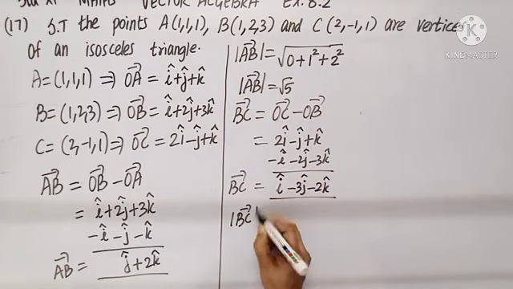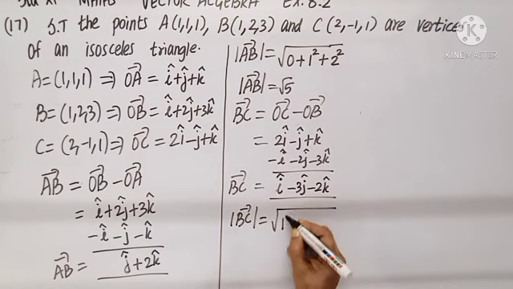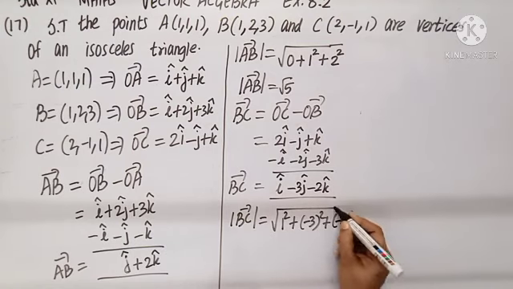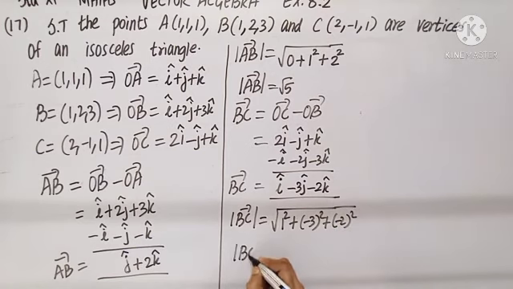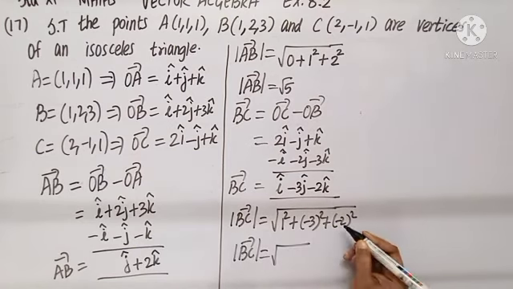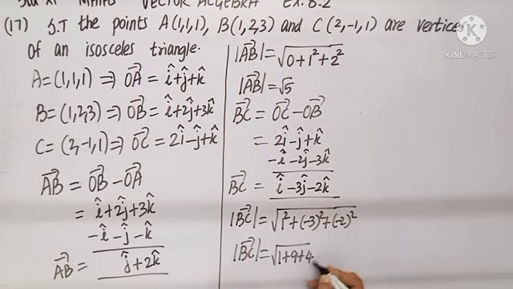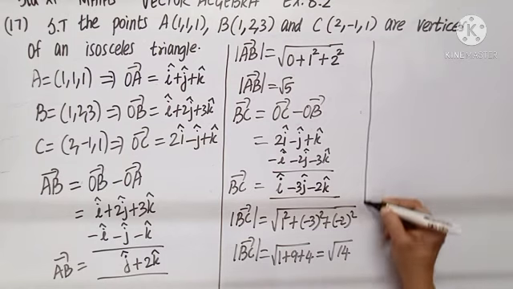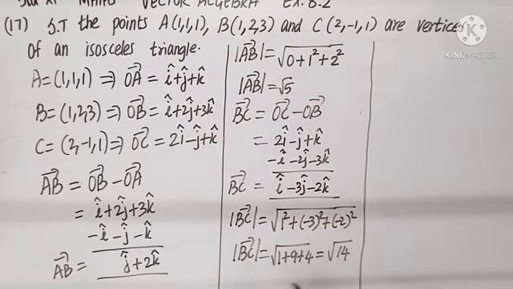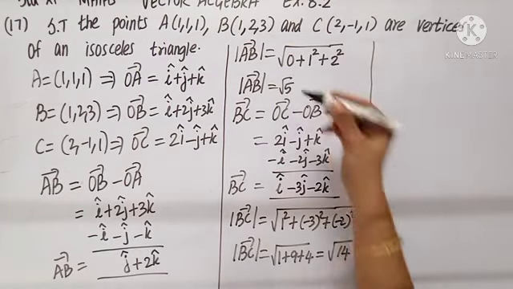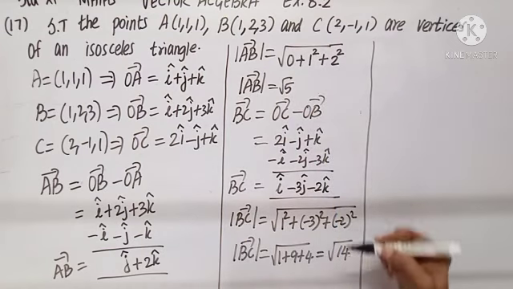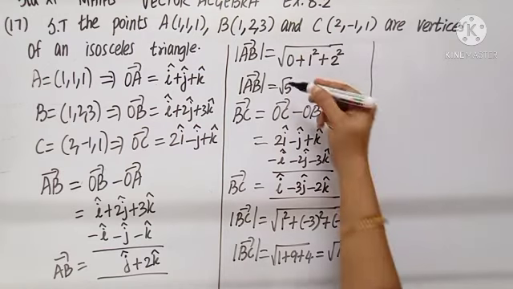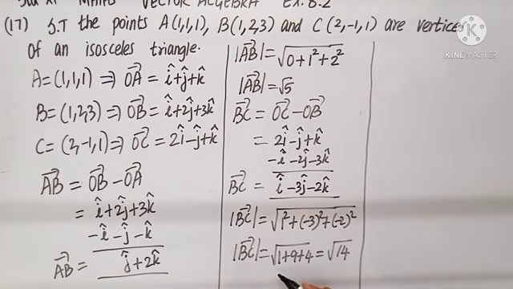Let us find out the modulus. Square root of the squares: 1 square, minus 3 square, minus 2 square. As we simplify, the modulus of the BC vector is 1 plus 9 plus 4, or it is root of 14. Check whether the modulus of AB and the modulus of BC are equal. Are they equal? If they are equal, I need not proceed for the third side. But the AB modulus and BC modulus are not equal.